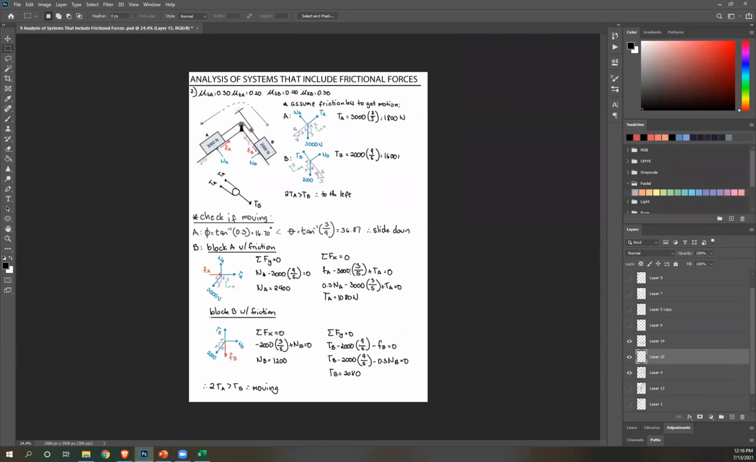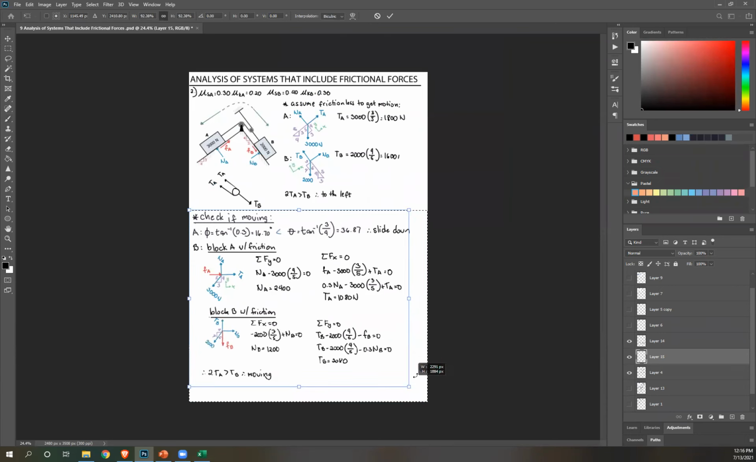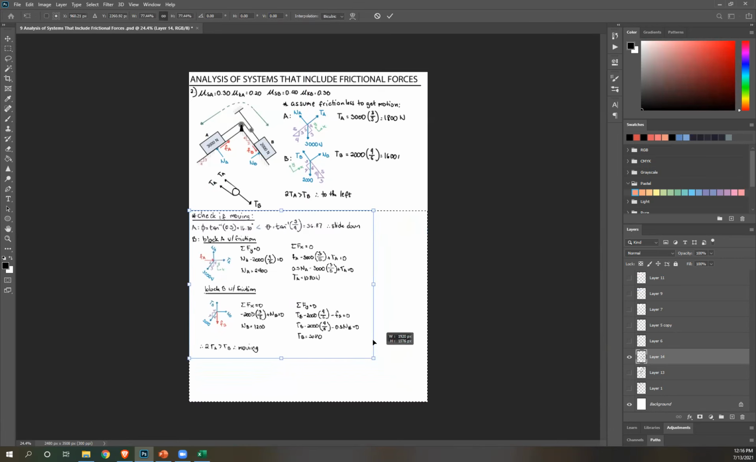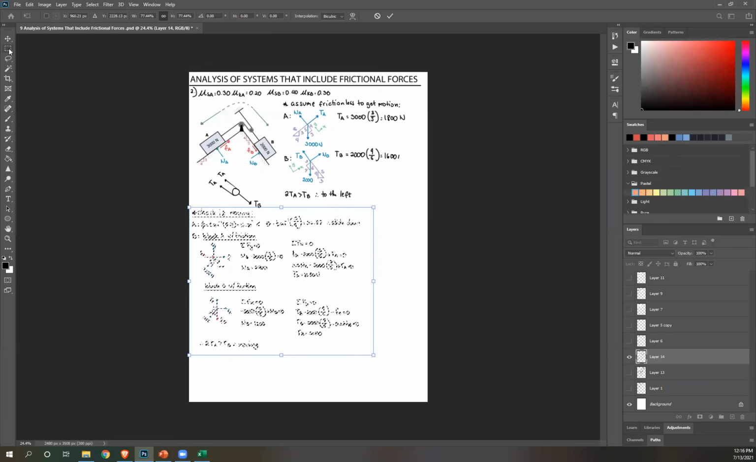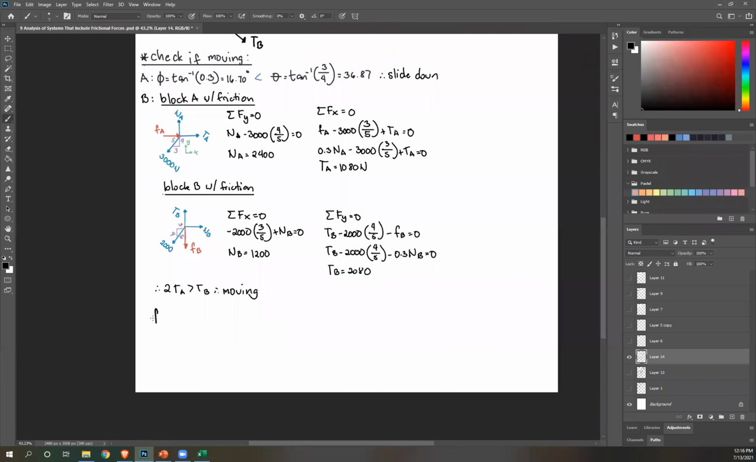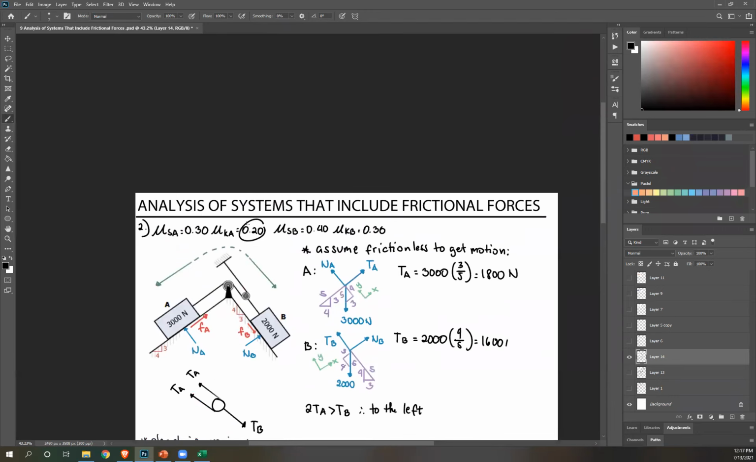And now all we know is that it's moving, right? So that means the coefficient of friction that we'll use is actually your mu k, not mu s. Everything we've done so far is just for checking. Now let's move on to the actual solution. So it's moving, so the equation here is F equals mu k N, right? To be more specific, let's start with block A. Mu k for block A is 0.20.